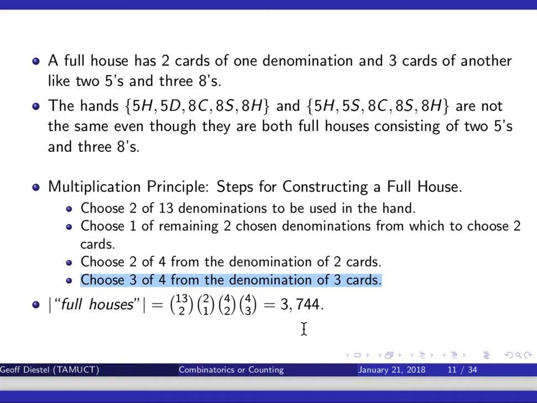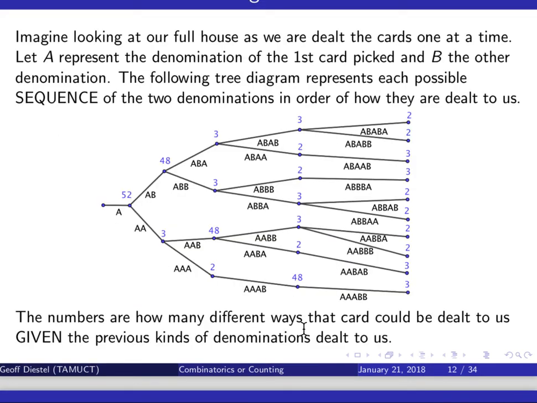Now let's look at full houses another way, which is not the best way to do it, but it does illustrate another way of thinking about things. Let's imagine that we actually are dealt the cards one at a time, and we do get a full house. But let's keep track of all the different ways we could have seen those kinds of cards coming to us, in terms of the denominations we're going to see.